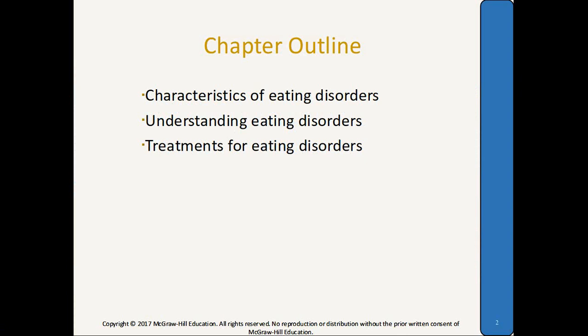Here we're going to outline some of the characteristics of eating disorders. We're going to understand the three different types of eating disorders present in the DSM. That includes anorexia nervosa, bulimia nervosa, and binge eating disorder. And we're going to talk a little bit about the treatments for eating disorders.